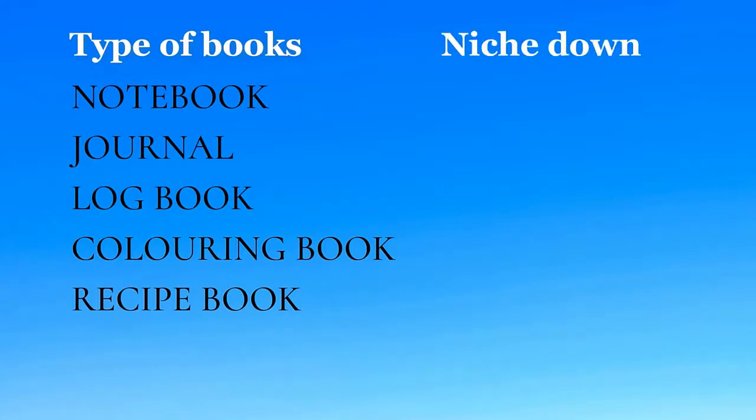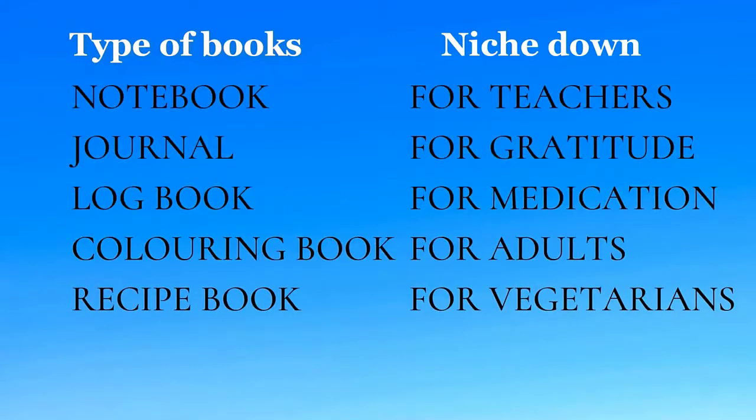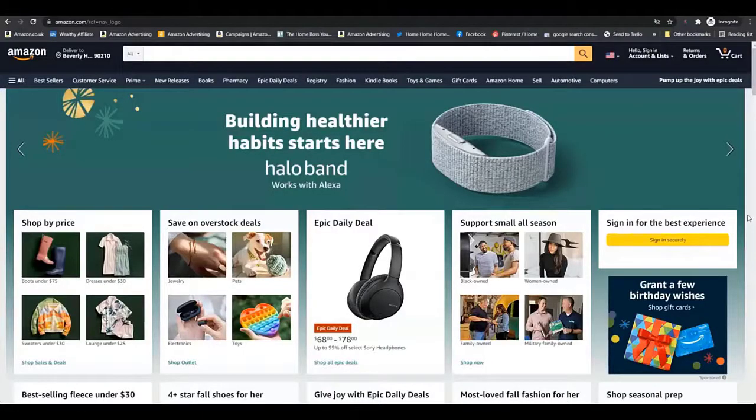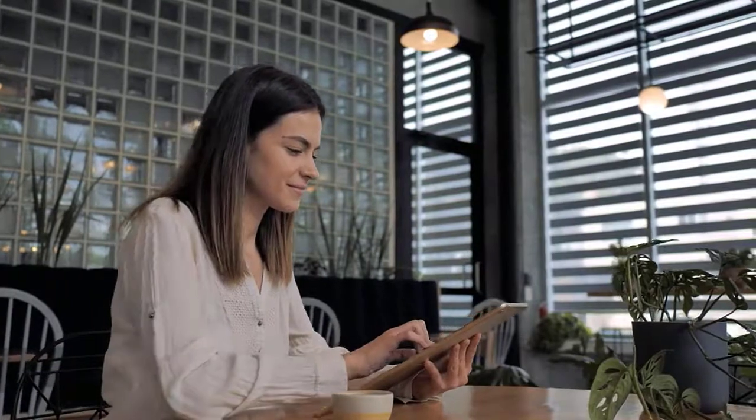So those are niches, but it's also a good idea to niche down because those are really kind of like types of books. A notebook is a type of book. So if you search notebooks, you get so many results, it's really not worth it. So you really need to narrow it down even further. You could have a notebook for teachers, for example, a journal book for gratitude, a logbook for medication, a coloring book for adults, or a recipe book for vegetarians, and so on. The more you divide a niche into subsections, the better because you're cutting out a lot of the competition. If you're typing notebooks into Amazon, you get thousands of results, but notebooks for teachers is slightly better. And then if you can niche down even more, even better.